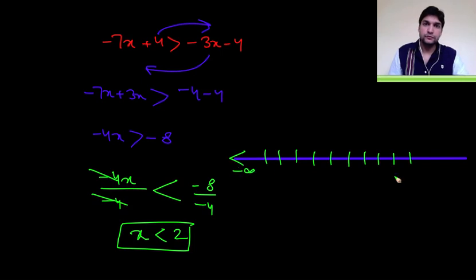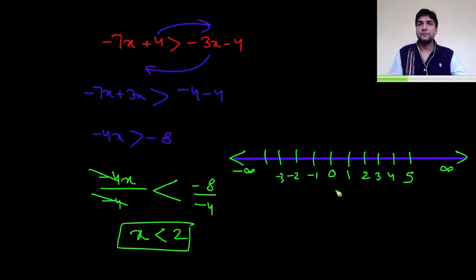And this will be minus infinity, this will be plus infinity, no need to put a plus sign. And let's assume this is 0, this is 1, 2, 3, 4, 5, minus 1, minus 2, minus 3, and so on. You can always draw a rough number line like this so that visualization is easier.